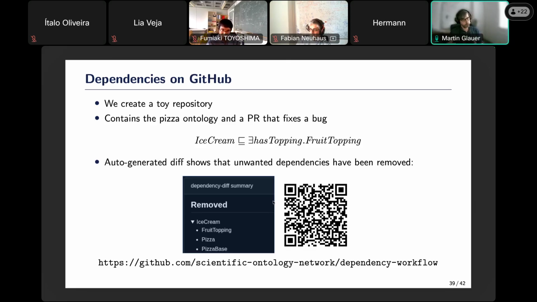And the automated tool then commented under this pull request that there have been some changes in the dependencies. As you can see on the bottom left, the dependencies that were removed were the ones between ice cream and fruit topping, ice cream and pizza, and ice cream and pizza base. So the ones that we actually want to remove, because the tool currently uses emptiness dependence. It means in the previous version of the ontology, it was the case that if there is no pizza, there can be no ice cream, which is not intended.